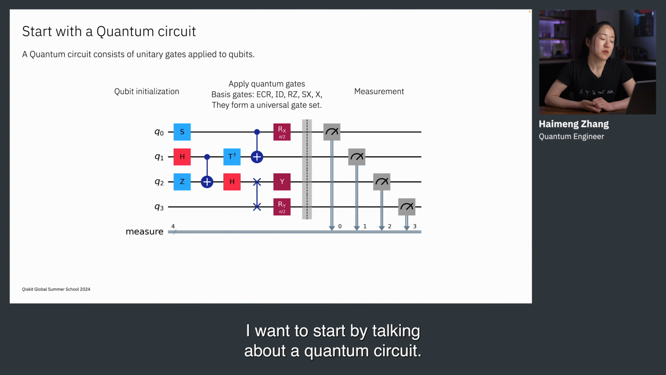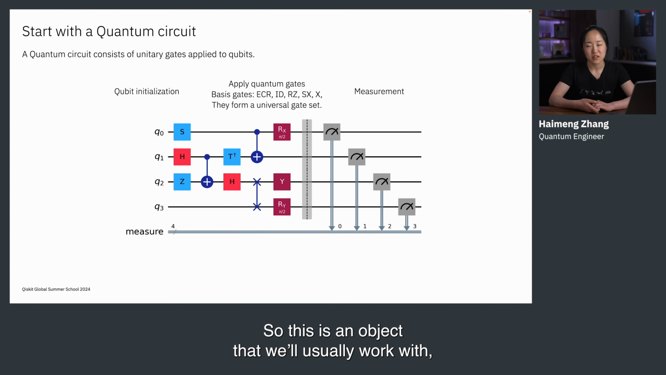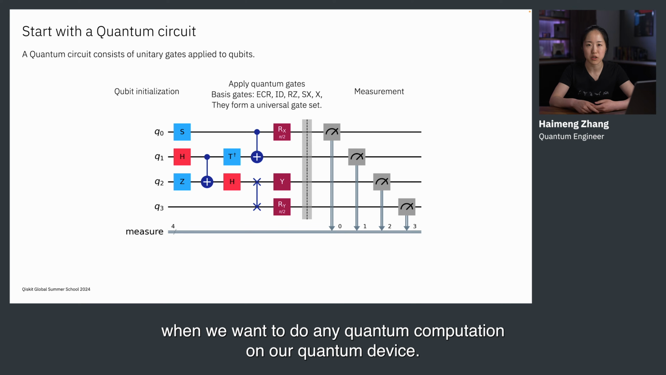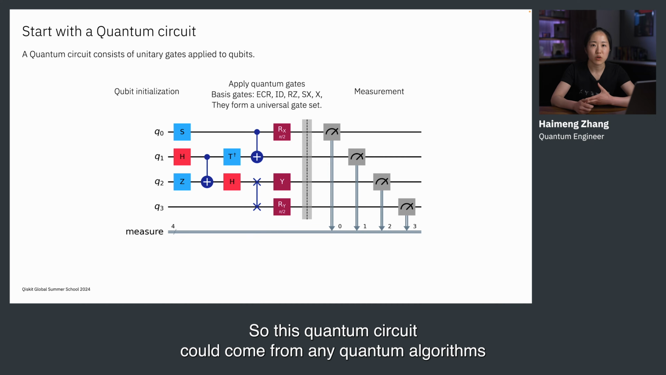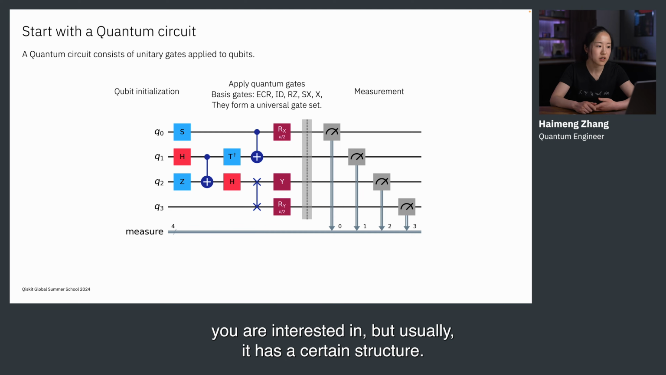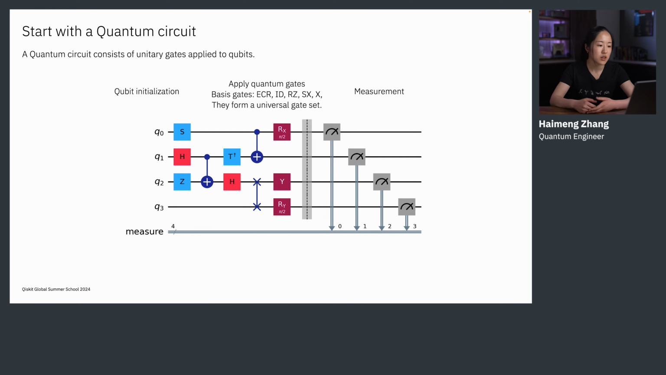I want to start by talking about a quantum circuit. This is an object that we usually work with when we want to do any quantum computation on our quantum device. This quantum circuit could come from any quantum algorithm you are interested in, but usually it has a certain structure. Over here, it is really a simple 4-qubit toy model.